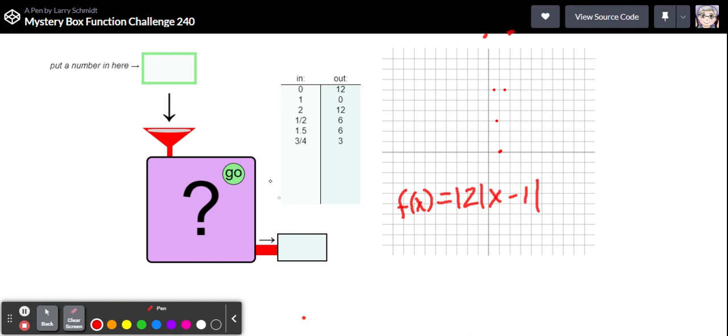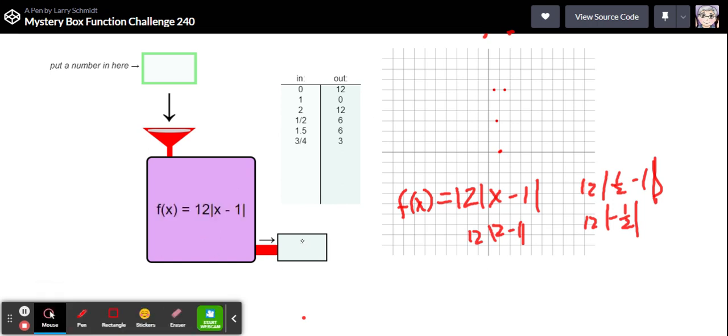But let's try a pointer tool. If you put 2 in here, that'd be 2 minus 1, absolute value, times 12. Well, that's 1 times 12, which is 12. That's what we get. How about 1/2? So 12 times 1/2 minus 1. Oops. So that's a -1/2. Take the absolute value of it. You get 1/2 times 12 is 6. And that's what we're getting. So I think we've got this.